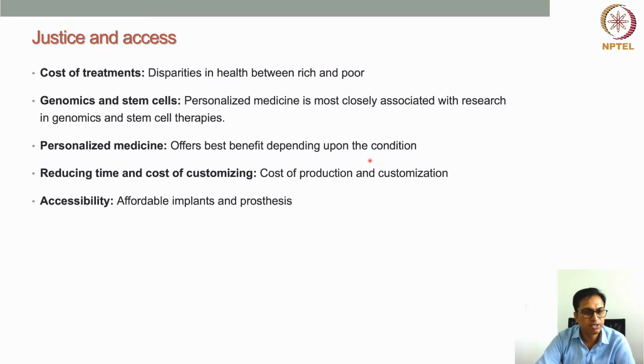Other thing is accessibility. As we have already discussed in case of cost of treatment, we need to come up with affordable implants and prostheses, so that it can serve the purpose of many people, and it should be accessible by many people. So these are some of the ethical issues related to justice and access.